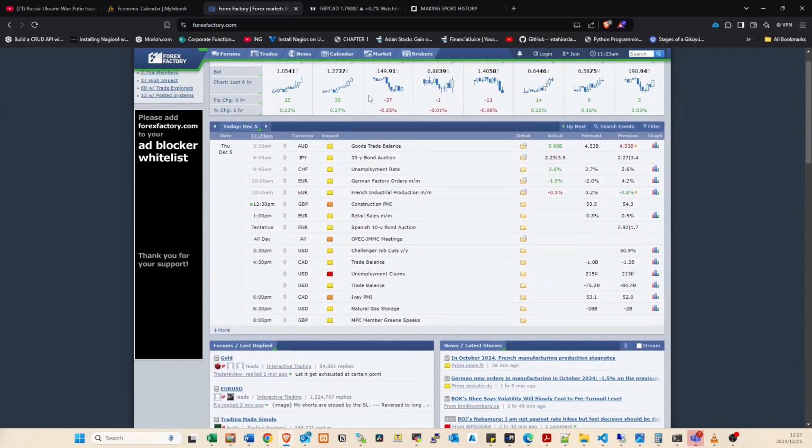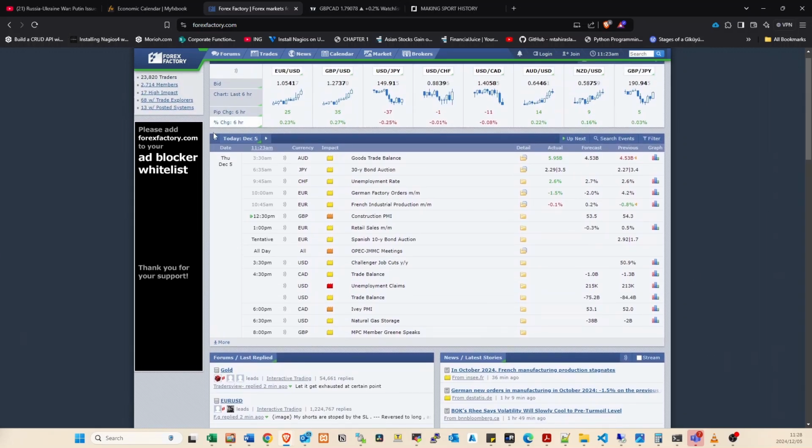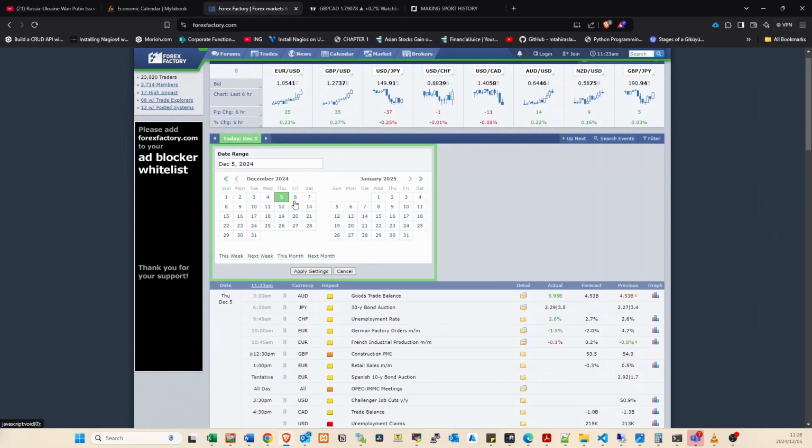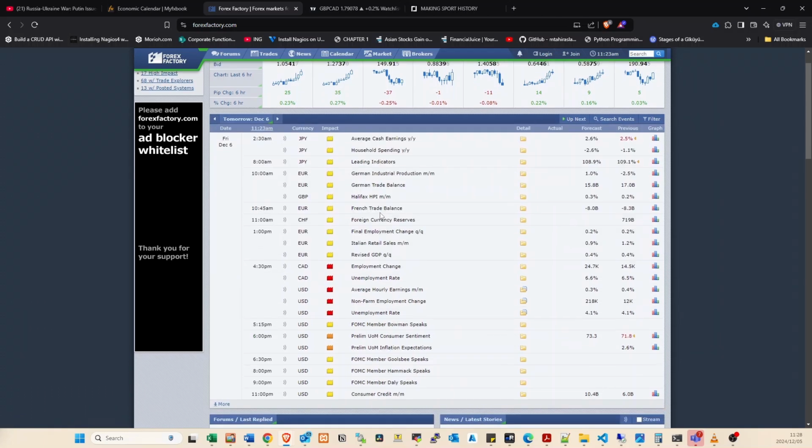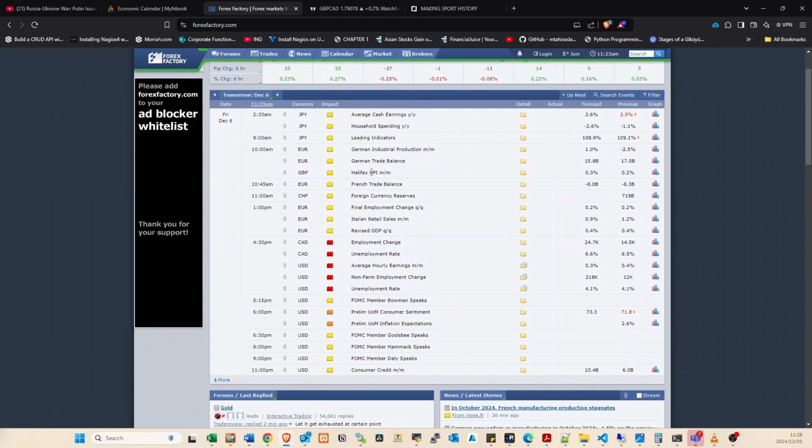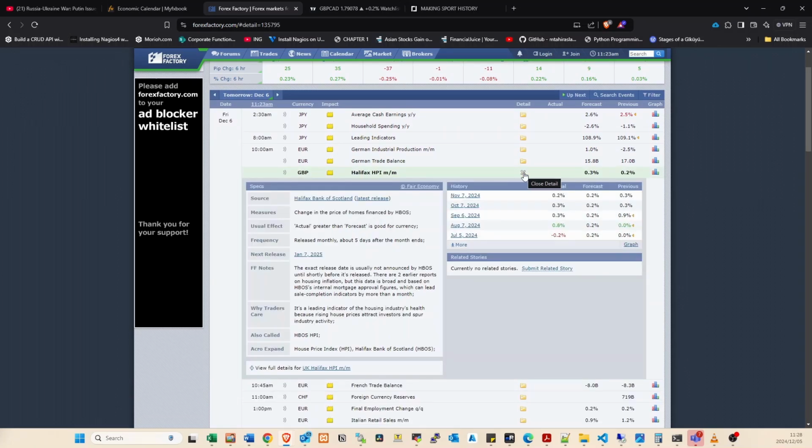Okay, so let's see. Now, Thursday, tomorrow. So tomorrow we have these numbers in home finance, for the currency, maintaining around 0.3 and 0.2. We are expecting it to move back to 0.3, which is a slight increase from the last release.